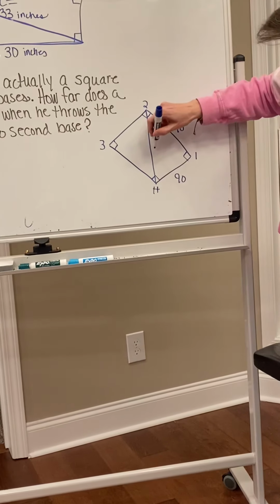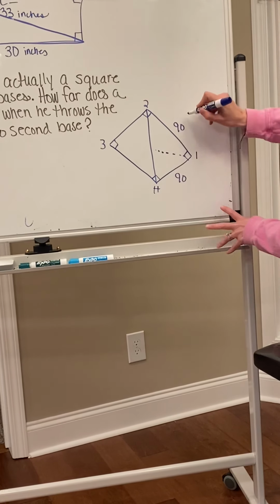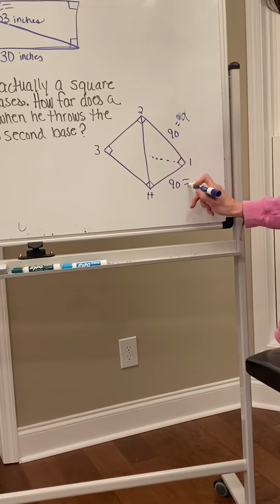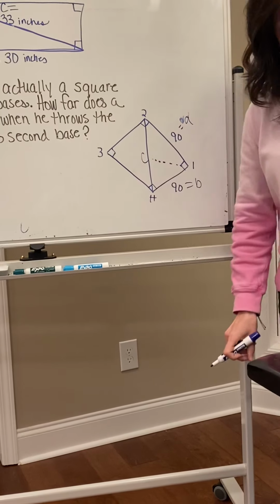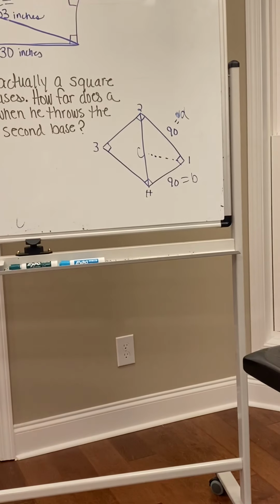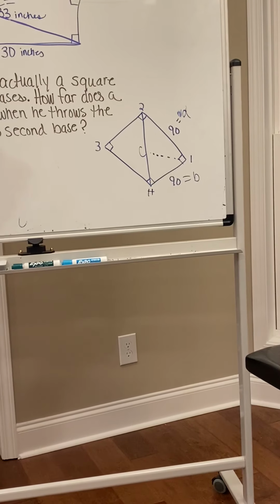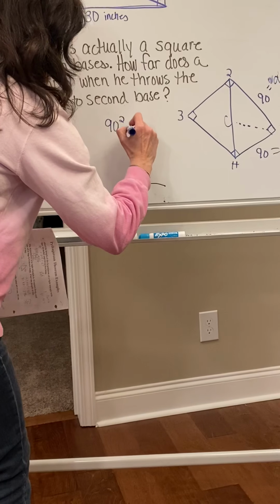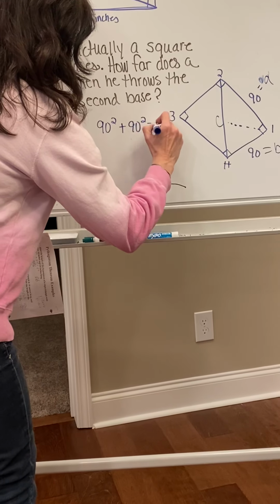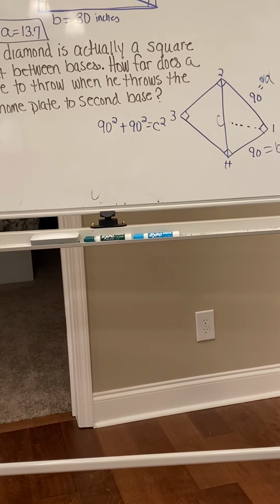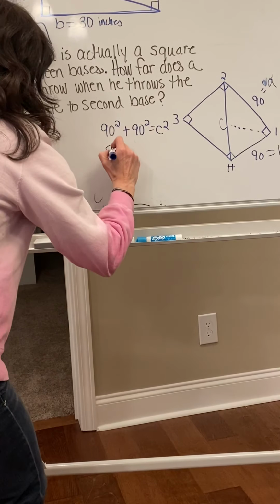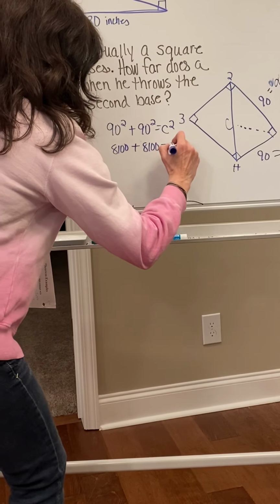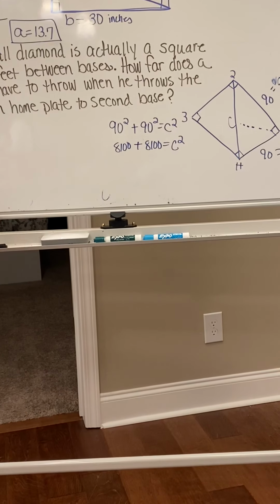The hypotenuse is across from the right angle, so I'm going to call this A, I'm going to call this B, and what I'm actually searching for here is C, or the hypotenuse. So we're going to do 90 squared plus 90 squared equals C squared. So if you do 90 squared plus 90 squared, 90 squared is going to be 8,100, and another 90 squared is going to be 8,100, and that is going to be C squared.